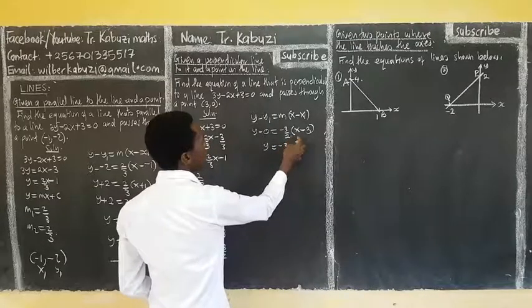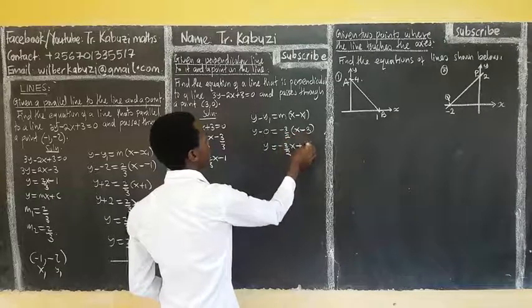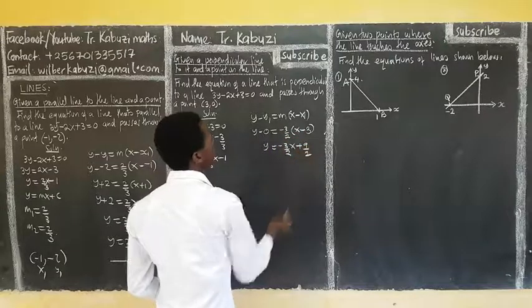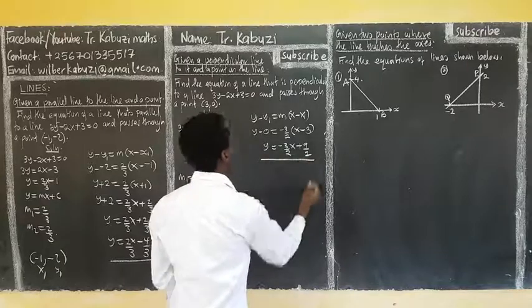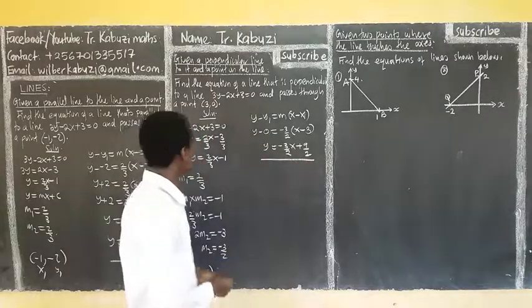We are multiplying, open the brackets. Negative and negative, we get positive. 3 times this, we get 9 over 2. And that becomes our line. Some people multiply this through, but this is also okay.